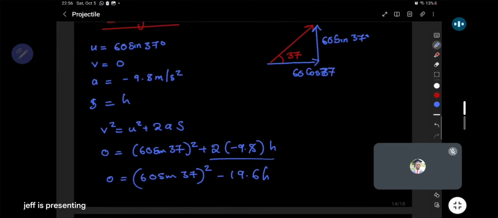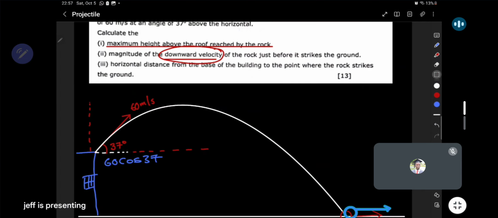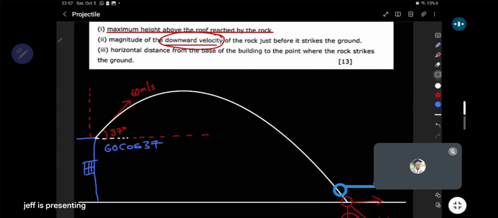And you have to see that in the x-axis, the velocity does not change. The velocity it has here in the x-axis will be the same everywhere. And since upon projection, the velocity in the x-axis was 60 cos 37, this velocity will be the same until it lands. So it will be the same here, here, and here, even up to when the projectile lands there.